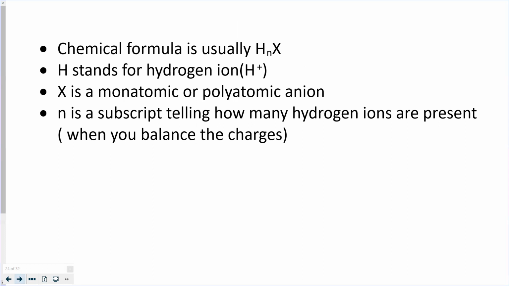So the chemical formula is usually this, HnX. The H is your hydrogen ions. X is whatever our anion is. This can be monatomic, so it can be something off the periodic table in that top right-hand corner, or it can be a polyatomic anion. And the n is going to be the subscript on hydrogen that tells how many hydrogen ions are present whenever we crisscross and balance the charges. You're never going to add a subscript onto the anion because hydrogen is a +1. You don't have anything to crisscross over.